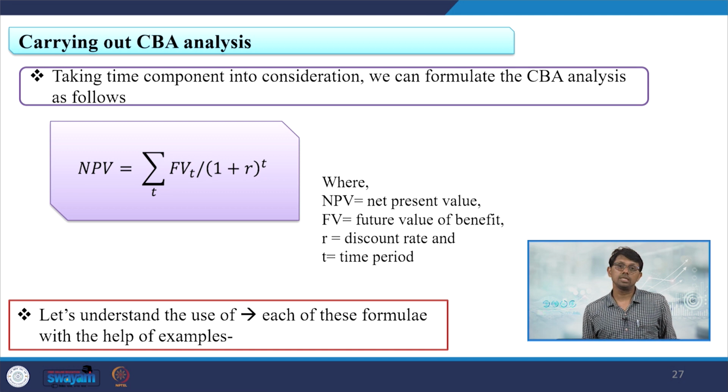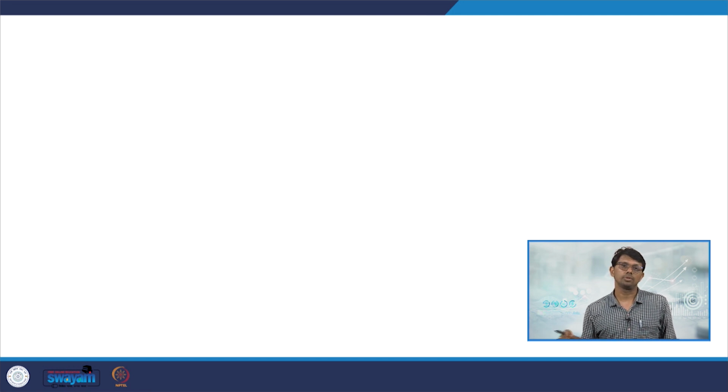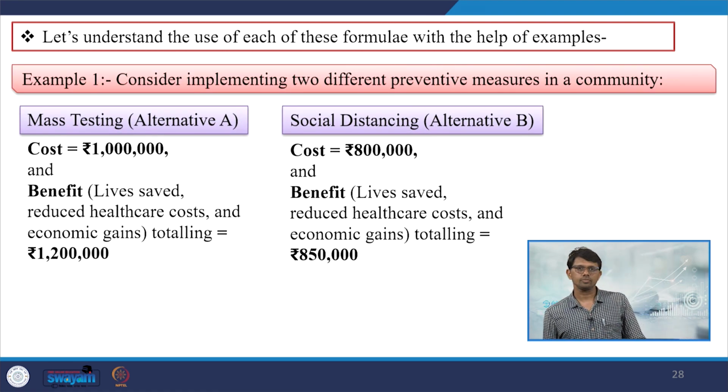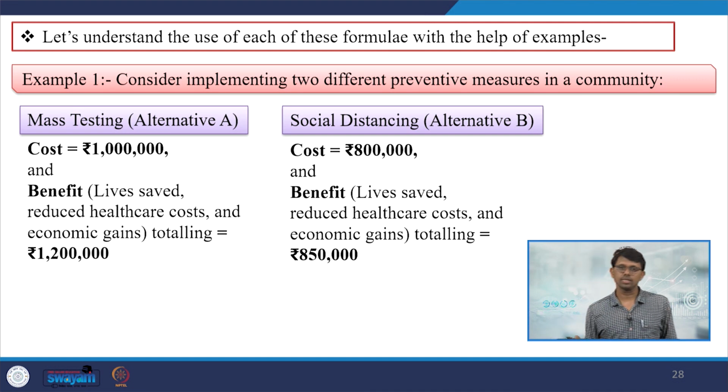Let us understand the use of these formulas with the help of some appropriate examples. In example 1, we consider implementing two different preventive measures in a community, alternative A and alternative B. Alternative A is mass testing, and alternative B is social distancing. Starting with mass testing, the cost is 1 million, and the benefit, that is lives saved, reduced healthcare cost and economic gains, totals 1.2 million. So the benefit is higher than the cost.